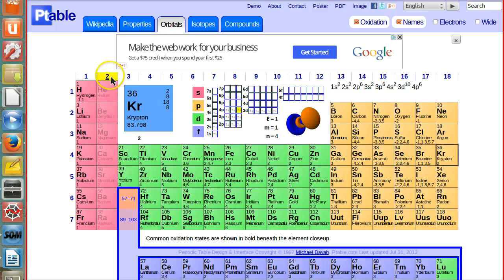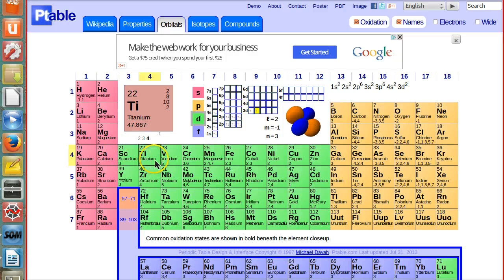So sometimes the first 2 groups are called the S block of the periodic table, and the last 6 groups are called the P block of the periodic table. Now, one of the things you'll notice is that the green part here on this table, called the transition metals, these are the transition metals. As we're moving across here, we're actually putting electrons in a D sublevel.